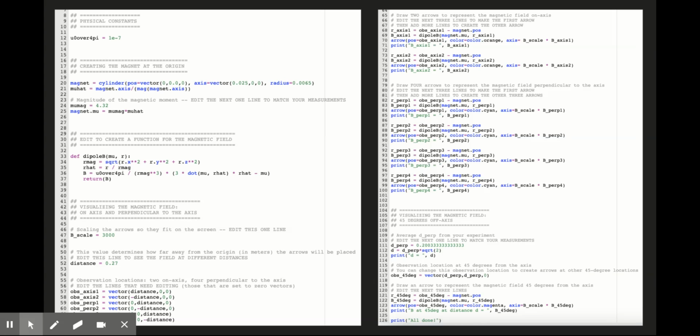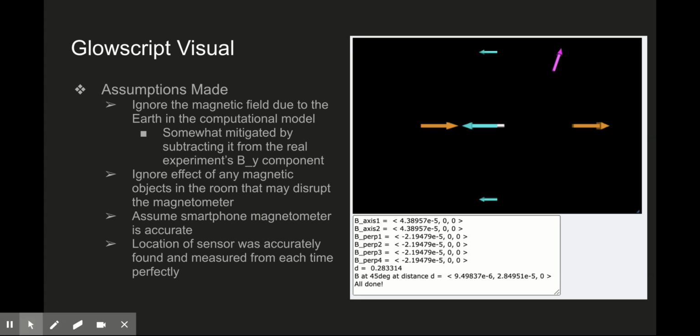On the left, you can see where I created the function for the magnetic field. And on the right, you can see how I created the arrows. Here are the assumptions I made on the left, where the computational model is going to be ignoring the Earth's magnetic field. The magnetic field from objects in the room that may disrupt the magnetometer is also ignored. And I've also assumed that the smartphone magnetometer is accurate and the sensor was accurately found. On the right, you can see my GlowScript model where the blue arrows represent the perpendicular field. The orange represents the parallel or on-axis field, and the pink represents the off-axis field.